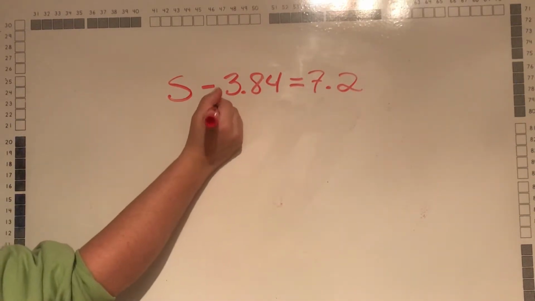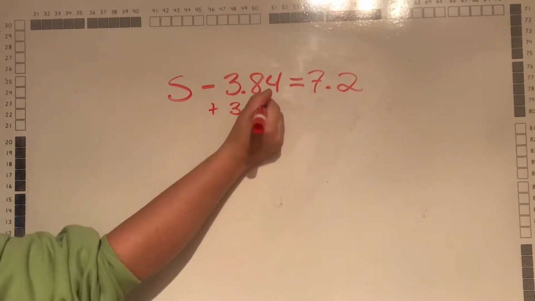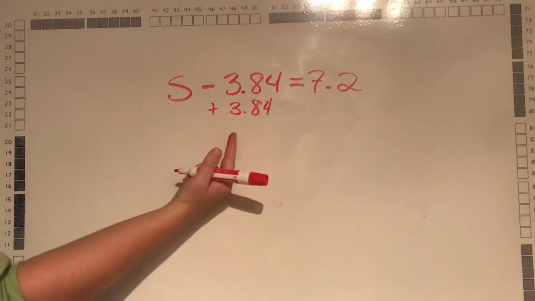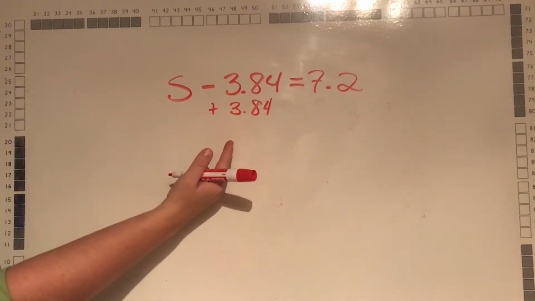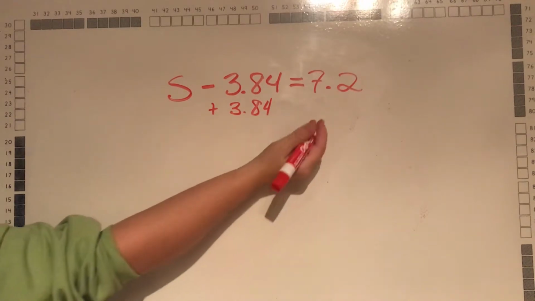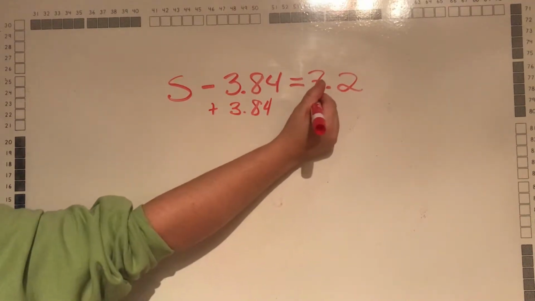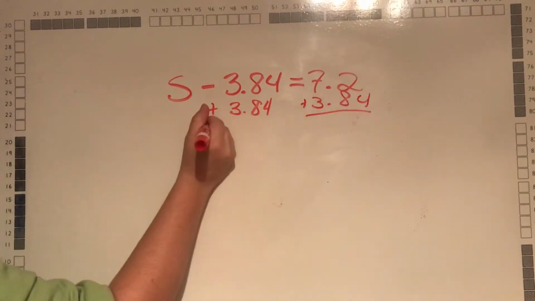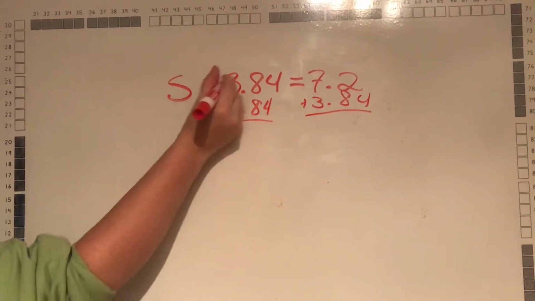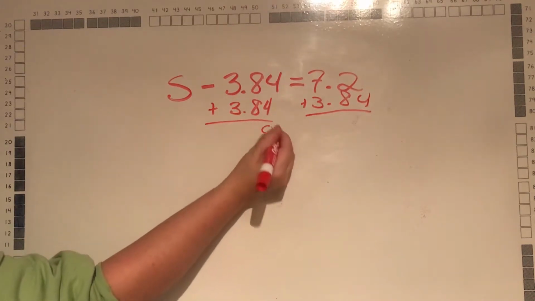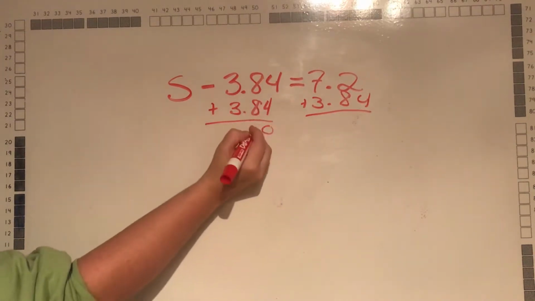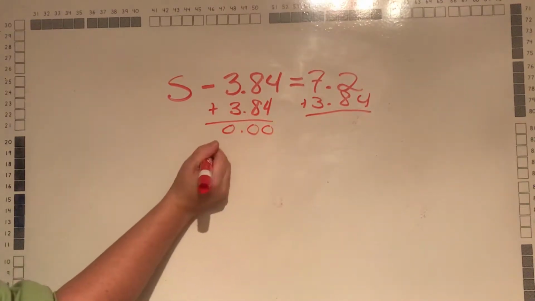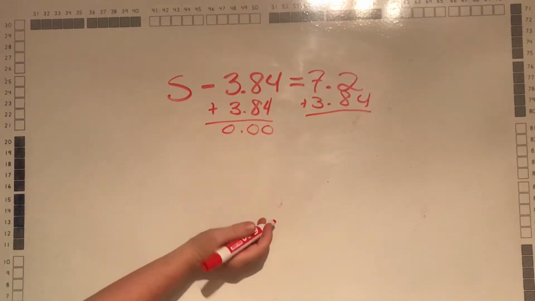So we're going to add 3.84 to this side, and what we do to one side of the equation, we have to do to the other side of the equation. So we're also over here going to add 3.84. Now, negative 4 plus 4 is 0, negative 8 plus 8 is 0, negative 3 plus 3 is 0. So we've canceled that number out.